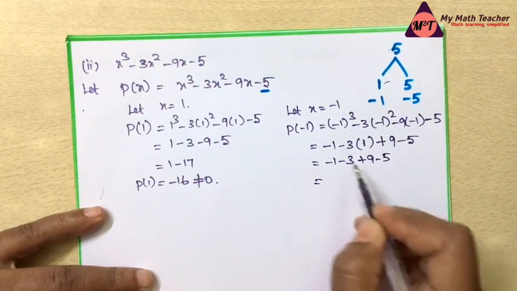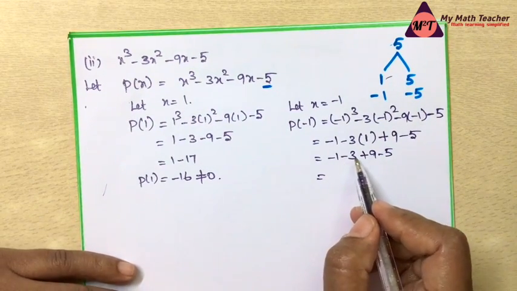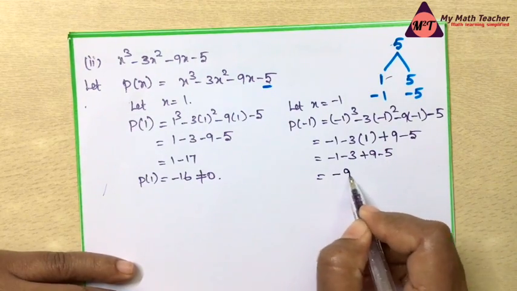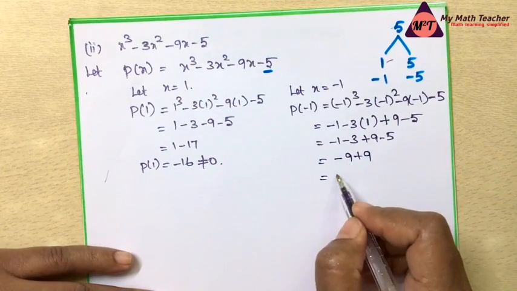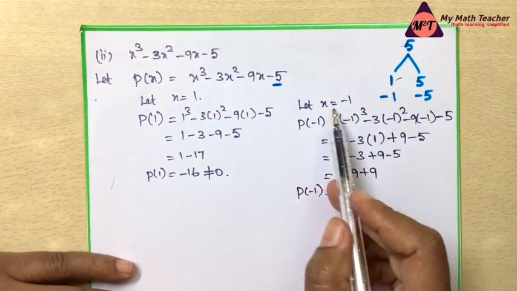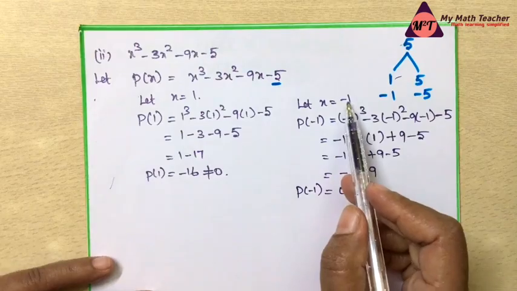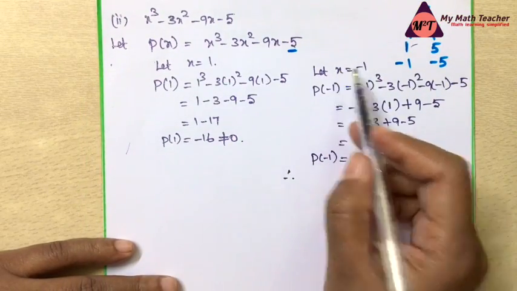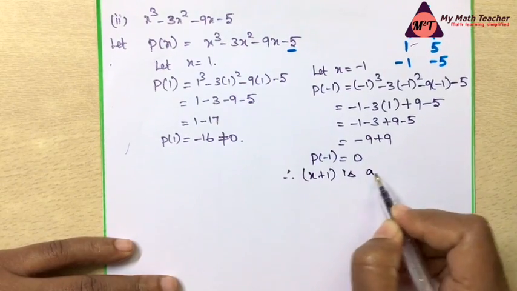When you add all the negative numbers, you will be getting 1 plus 3 is 4, 4 plus 5 is 9. It is negative 9 plus positive 9, which, when you add it, will be 0. That is, p of minus 1 is 0. When x is equal to minus 1, we have got the remainder as 0. Definitely this is a factor. So we can write, therefore, bring this minus 1 to the other side. It is x plus 1 is a factor.